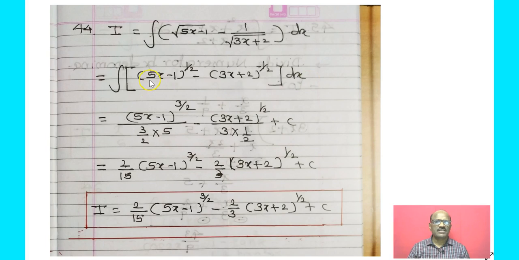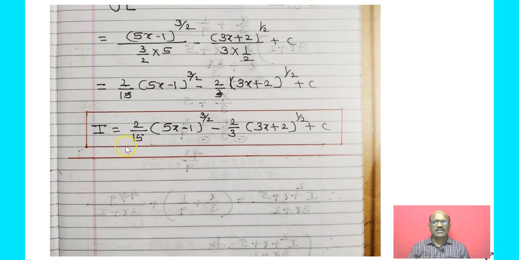And now its integral is (5x minus 1) raised to 1 upon 2 plus 1, it becomes 3 by 2 upon 3 by 2 into the coefficient of x, which is 5, minus (3x plus 2) raised to minus 1 upon 2 plus 1, it becomes 1 upon 2 upon 3 into 1 upon 2, plus c. And hence after the simplification you are getting I is equal to 2 by 15 (5x minus 1) raised to 3 by 2, minus 2 by 3 (3x plus 2) raised to 1 upon 2, plus c.